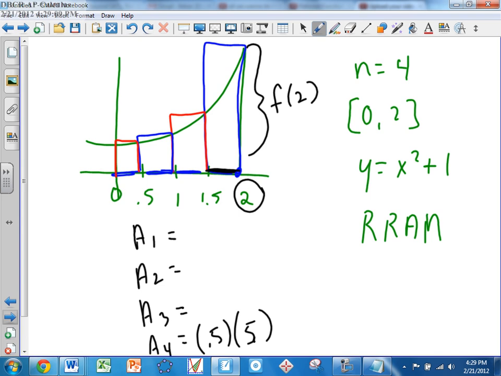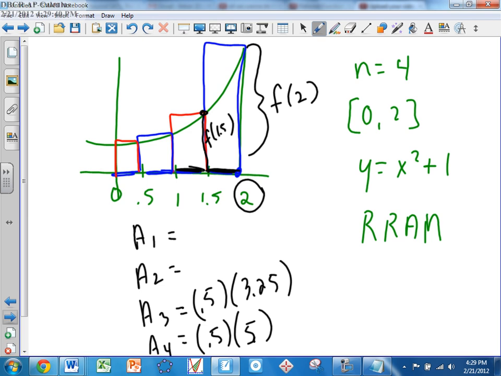Next one. What is this width here? This width is still 0.5. Now, if I start here, and I go up, I realize this is the location that will indicate the height. So what is the x value here? 1.5. So this height is really represented by f of 1.5. So if I plug in 1.5, oh, I did that last time, didn't I already? And I got 3.25. I did that in the last example. So this one's going to be 0.5 times 3.25.